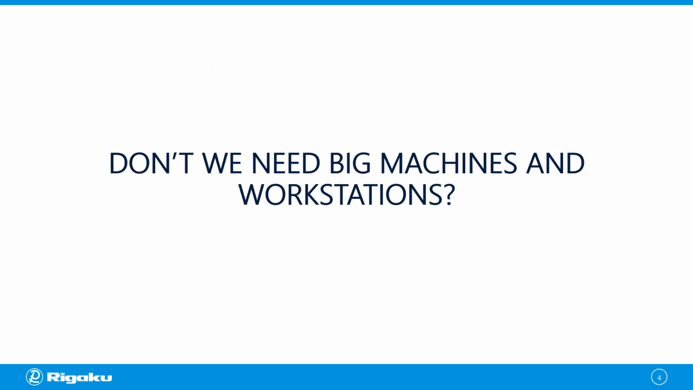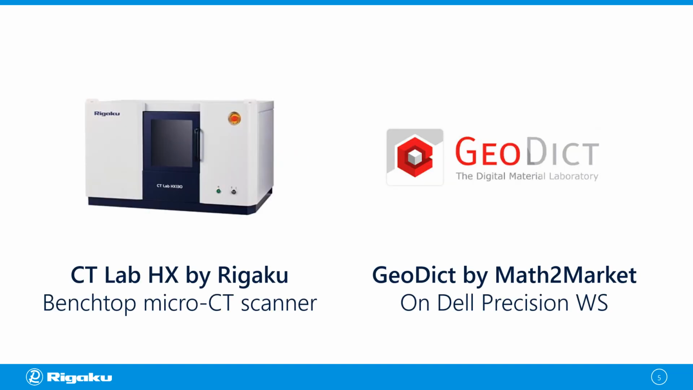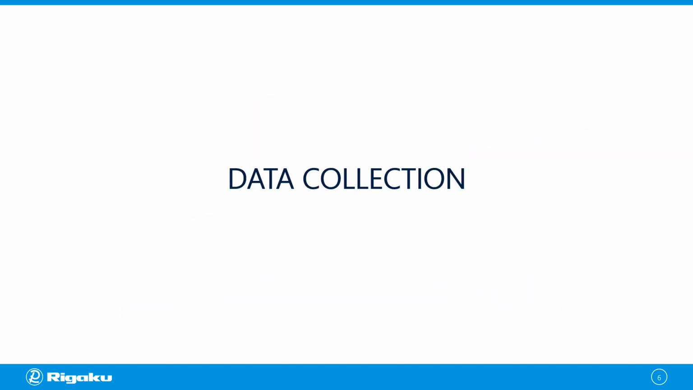Now, you might be thinking, don't we need really big machines and CT scanners and workstations to do all this? Well, not necessarily. Everything you're going to see in this presentation was done using a benchtop micro CT scanner. This one is called the CT Lab HX, and GeoDict software by Math2Market installed on a Dell Precision workstation. Nothing fancy. And by just using those tools, I was able to get everything I'm going to show you in this presentation. So let's start with the data collection.